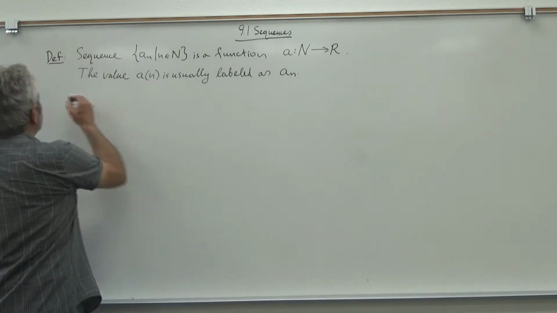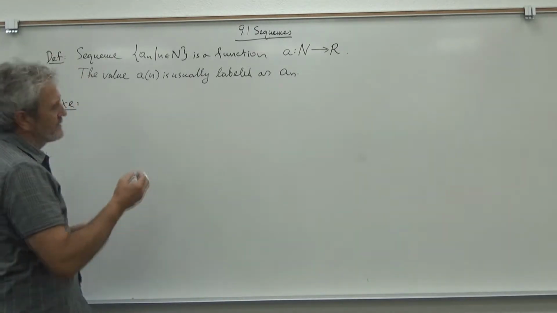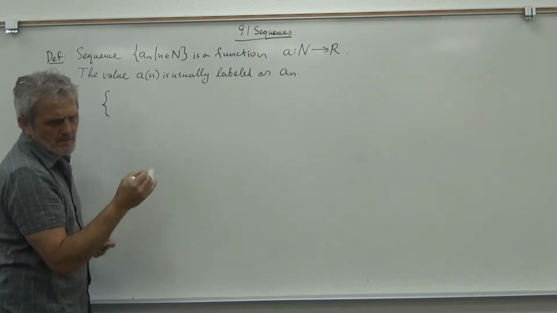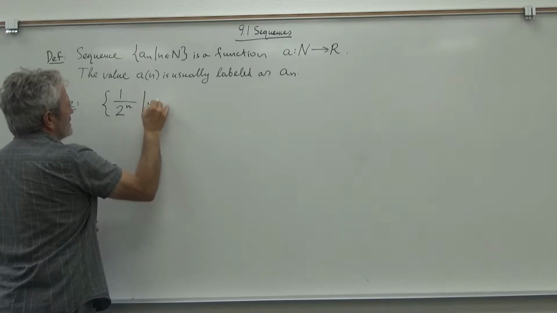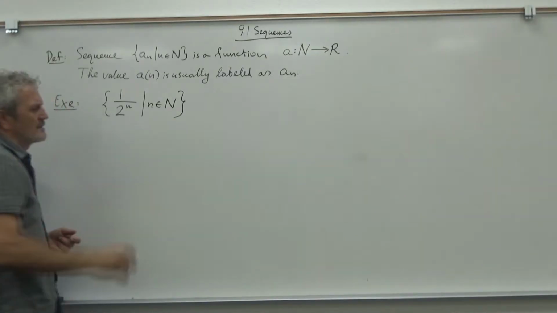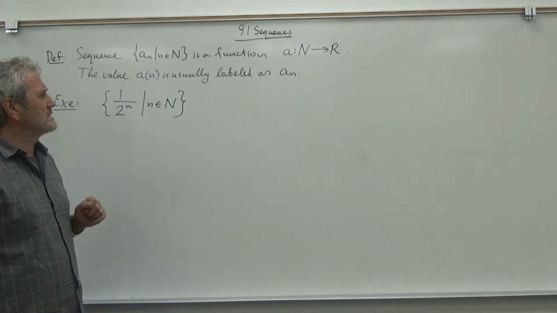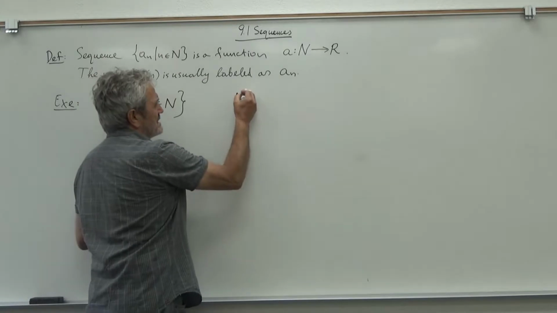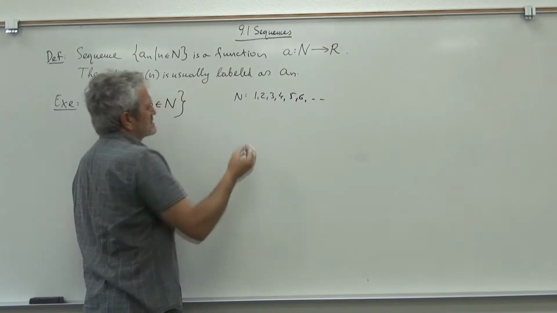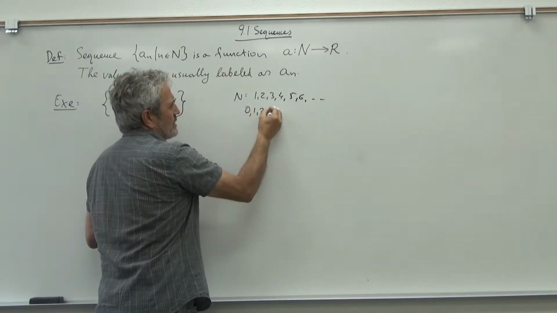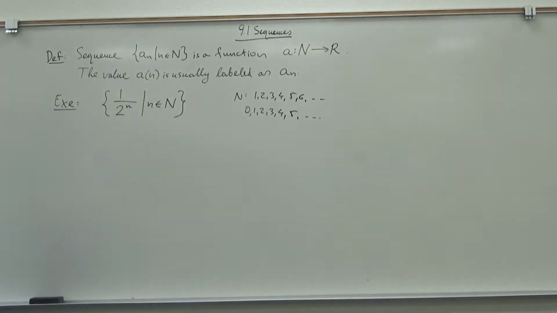So here's an example. Let's consider the following sequence: 1 over 2 to the n, when n belongs to the natural numbers. Let me just mention, I assume that you all know what the natural numbers are. So n stands for the numbers 1, 2, 3, 4, 5, and so on, positive integers, or sometimes also 0, 1, 2, 3, 4. We think of n both these different ways.